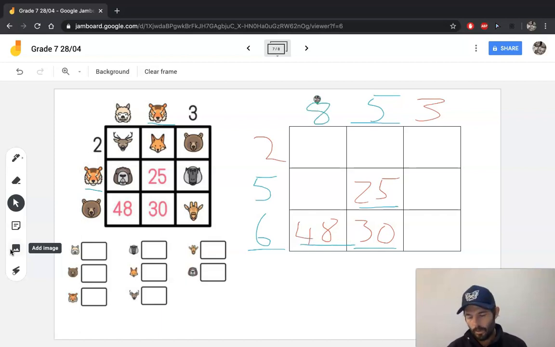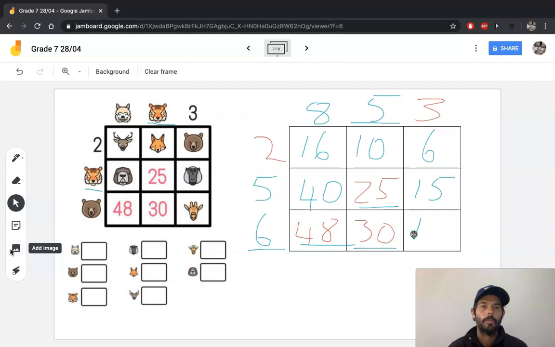Okay, and now I've got 2 multiplied by 8 is 16. 5 multiplied by 8 is 40. 2 multiplied by 5 is 10. 2 multiplied by 3 is 6. 5 multiplied by 3 is 15. And 6 multiplied by 3 is 18. So once you figure out a couple of the numbers, it's pretty straightforward.